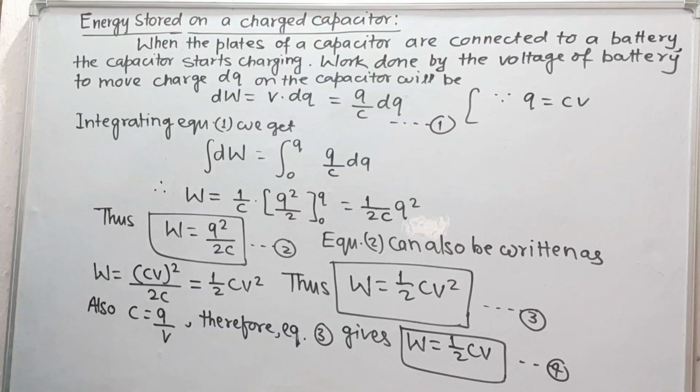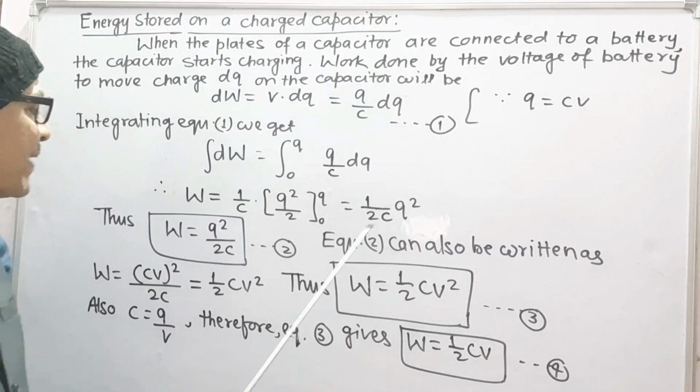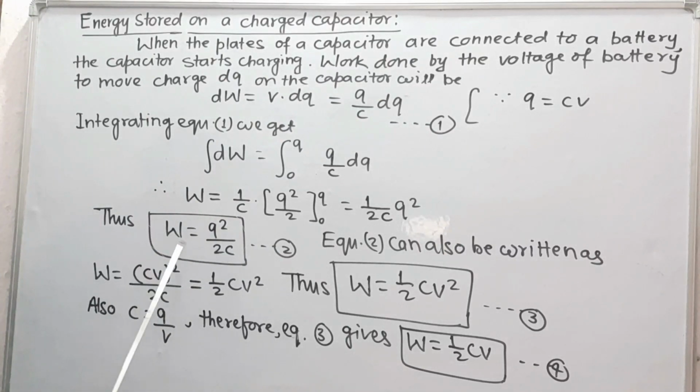Therefore, the integration of equation 1 from 0 to q will give the total work done, that is total energy stored on the capacitor, as W is equal to integral of q upon C dq will be equal to 1 upon C q square upon 2 from 0 to q, which gives half q square upon C. Thus, the energy stored will be W is equal to q square upon 2C.